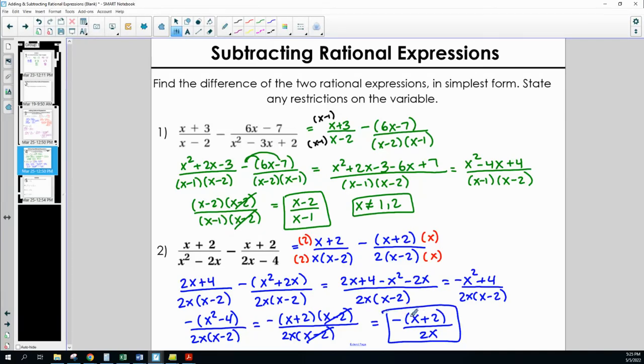If you want, you can distribute that negative to make it negative x minus 2, but you don't need to. And then our common denominators we're going to set to 0. So that's going to be our restrictions, where x cannot be 0 or 2.